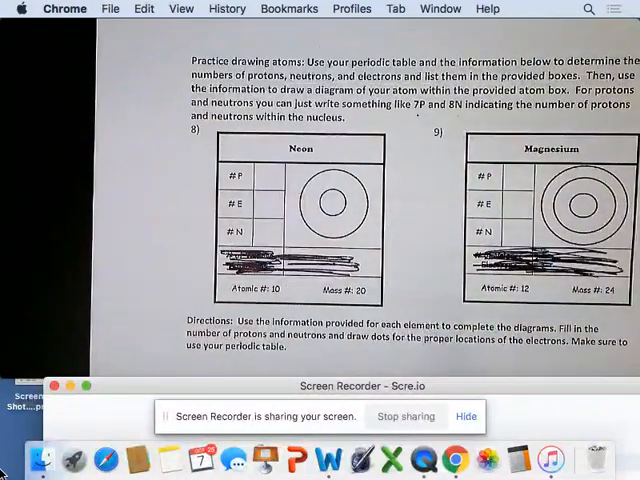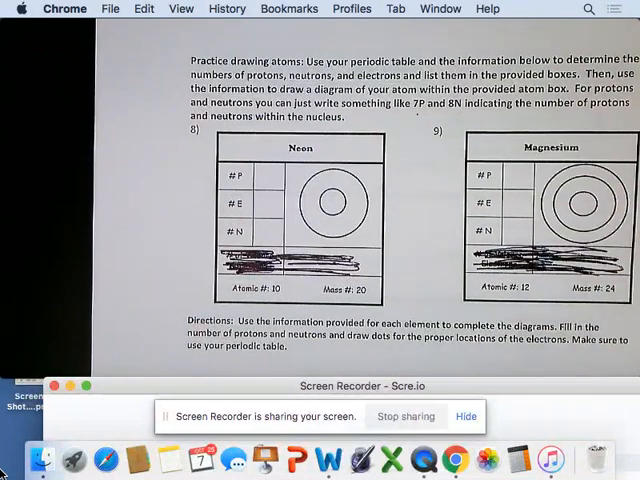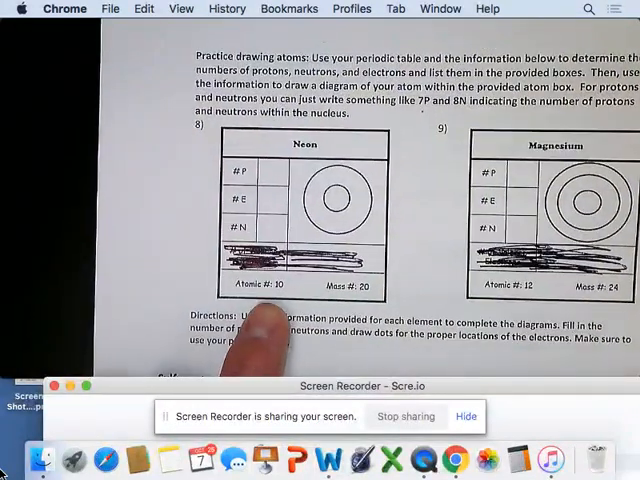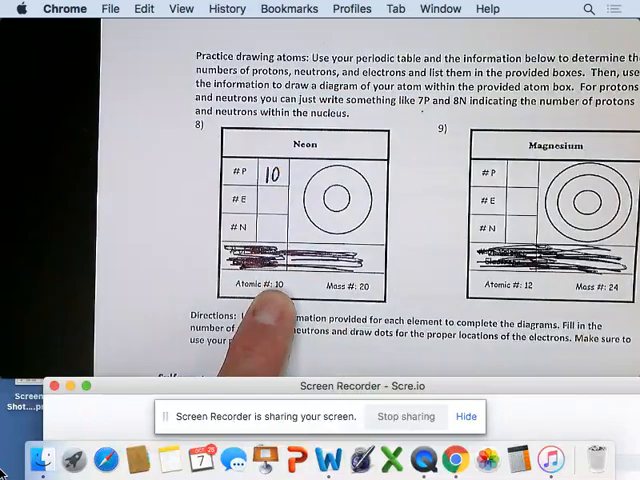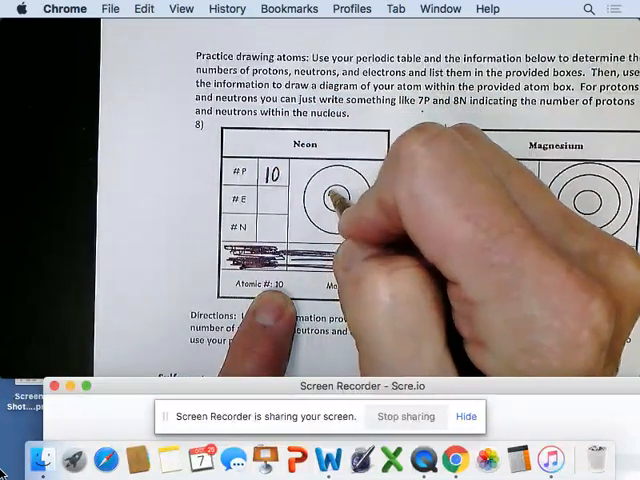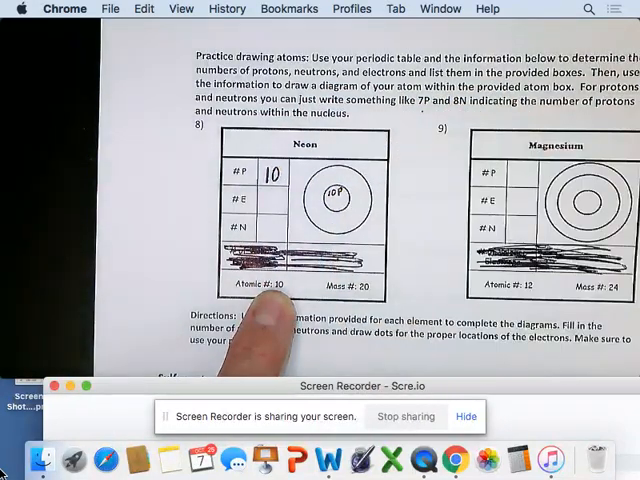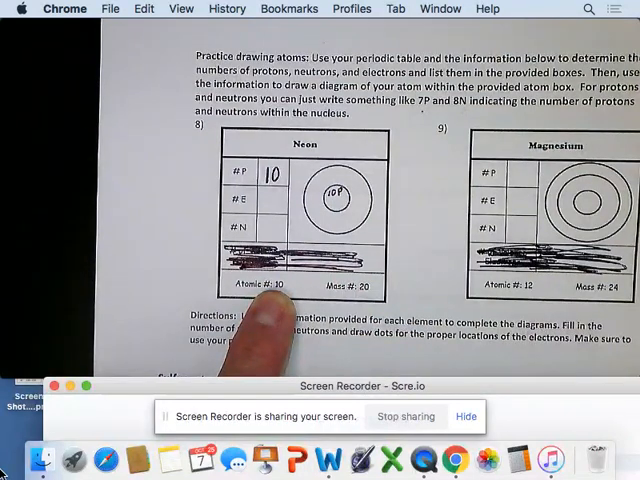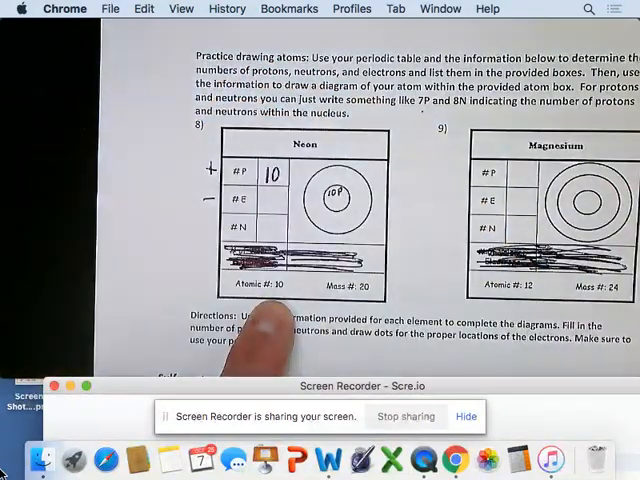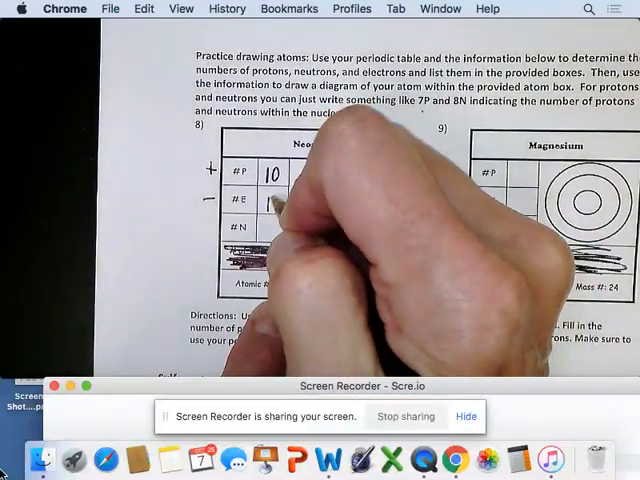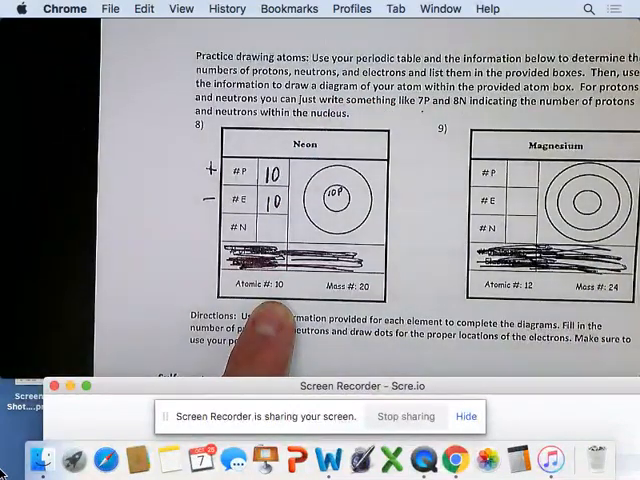So for example, neon, our first one, we would look at the atomic number right here. The atomic number tells us the number of protons. So that's 10. And we would write 10p in the nucleus. We would then assume, because it's not stated otherwise, that the atom is neutral, which means the positives and negatives, the protons and electrons, are equal. So if the protons are 10, then the electrons would be 10.